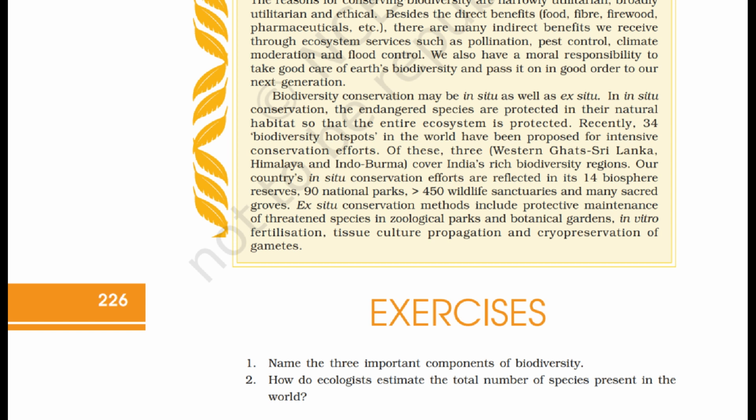In situ conservation, the endangered species are protected in their natural habitats so that the entire ecosystem is protected. Recently, 34 biodiversity hotspots in the world have been proposed for intensive conservation efforts. Of these, 3, Western Ghats and Sri Lanka, Himalaya and Indo-Burma, cover India's rich biodiversity regions. Our country's in situ conservation efforts are reflected in its 14 biosphere reserves, 90 national parks, more than 450 wildlife sanctuaries, and many sacred groves. Ex situ conservation methods include protective maintenance of threatened species in zoological parks and botanical gardens, in vitro fertilization, tissue culture propagation, and cryopreservation of gametes.